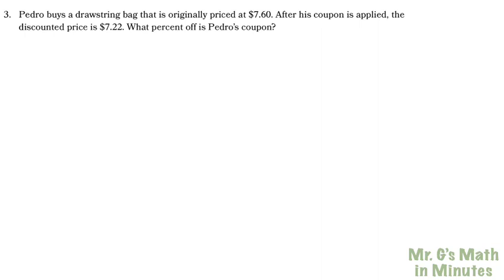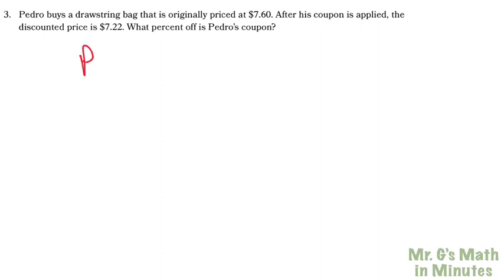Now, number 3, it says Pedro buys a drawstring bag that is originally priced at $7.60. After his coupon is applied, the discounted price is $7.22. So this is the type of problem. It wants to find out what is the percent off. What percent off is Pedro's coupon? So how much money did they take off?